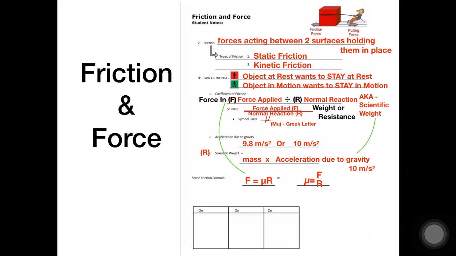Okay, so for that R number, we now are going to be taking the mass in kilograms and multiplying it by 10 for our experiments. Like I said, not real hard. All we have to remember is when we are trying to figure out the R, if it gives us kilograms, we just need to move the decimal one place to get our scientific weight.